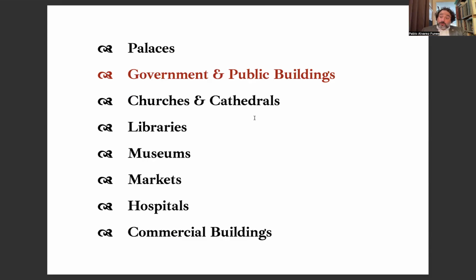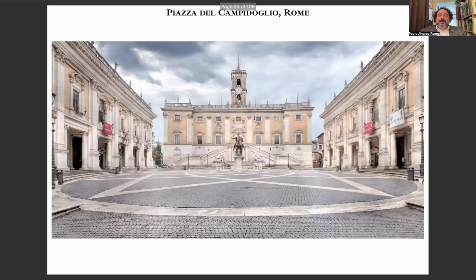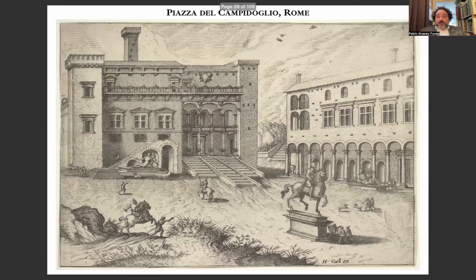So we are going to talk about government and public buildings. It's mostly buildings for the parliament, but we can see other buildings. The first one we need to talk about is the Piazza del Campidoglio in Rome, because it's one of the best examples of urban settlement and intervention in Rome, because it was a square that was very medieval, though done in patches over time.